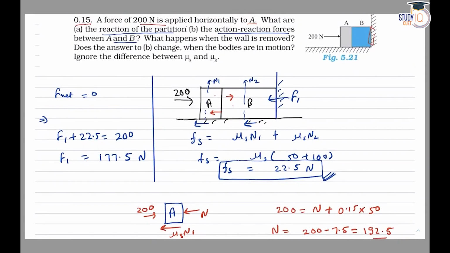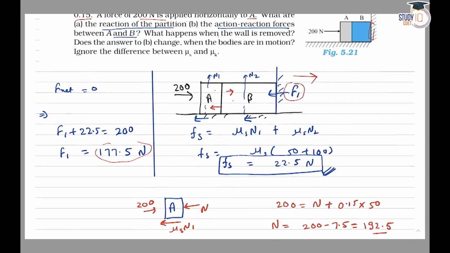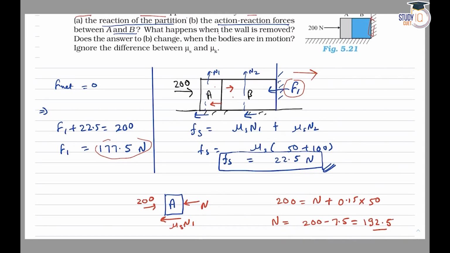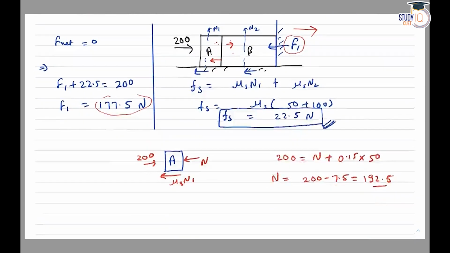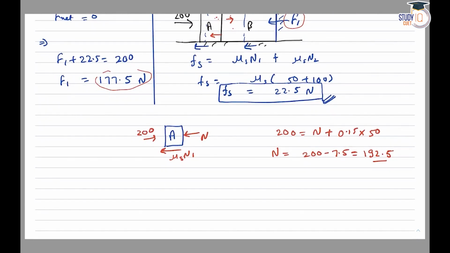Now the next part: when the bodies are in motion, what happens when the wall is removed? Clearly, if the wall is removed, this force would be removed. So if F1 is removed, the system will accelerate toward the right, and then the normal force between A and B will also change. In this part, if the wall is removed, we cannot say that the net force on the system is zero.